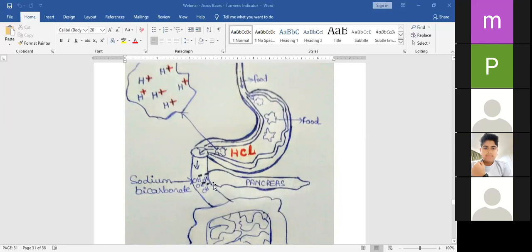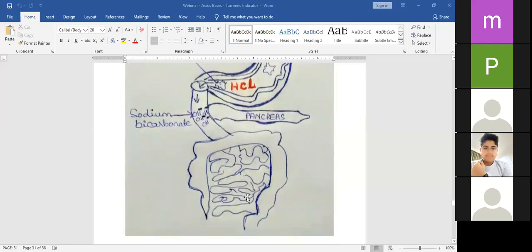Yes, the pancreas is there. The pancreas secretes some kind of juices, or sodium bicarbonate, which is basic in nature. So when the food passes here, the digested food is neutralized, and only then does it enter the small intestine, and hence it does not harm the sophisticated nature of the small intestine. Yeah, that's all about it.